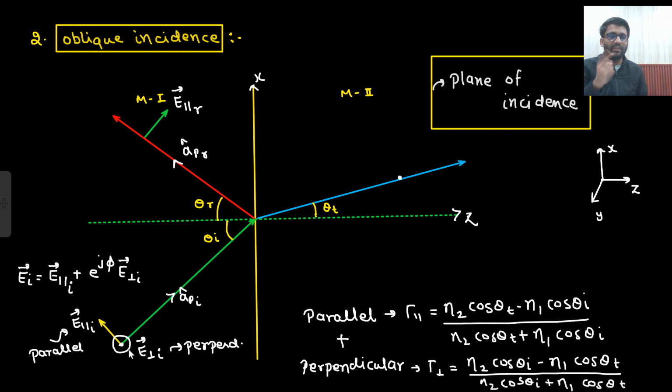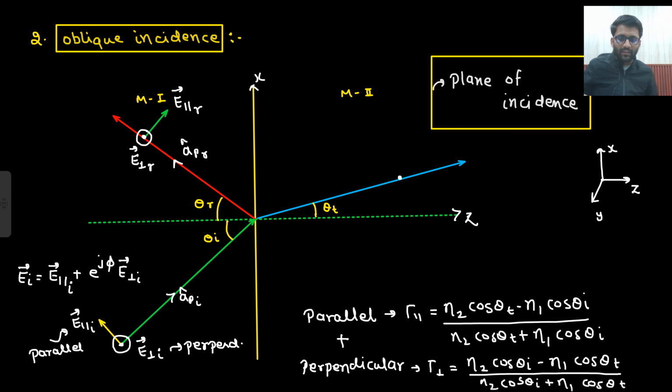And for perpendicular polarization, what is the assumption we make? That electric field never changes its direction. So this is what we make. So if the incident electric field is coming towards me, then your reflected electric field will also be coming towards me.